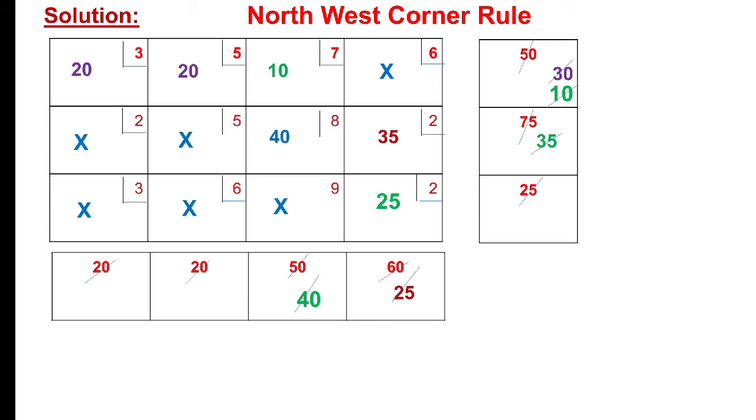Now we need to note the allocations. Where are the places we allocated? First row, first column, x11 is 20. First row, second column, x12 is 20.